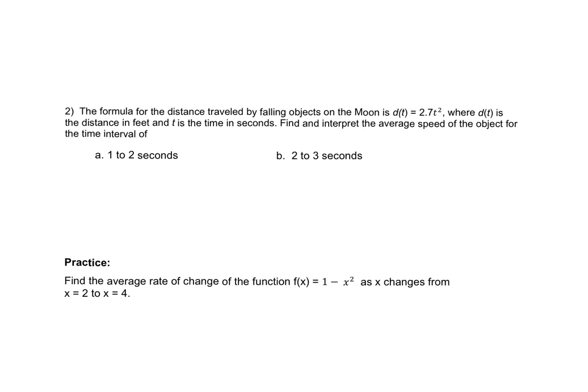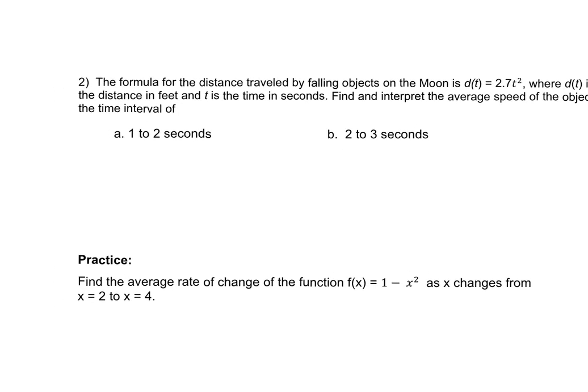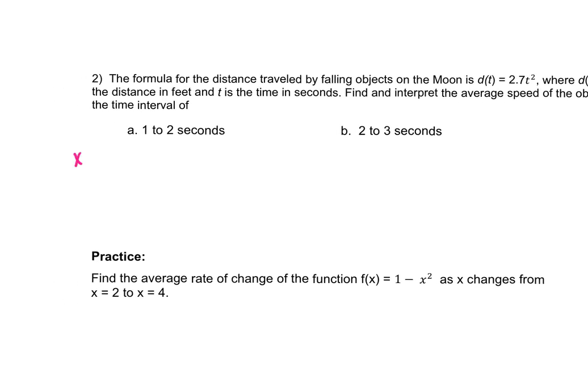So the formula for distance traveled by falling objects on the moon is given by that particular formula. D of t is the distance in feet, t is the time in seconds. Find and interpret the average speed of the object for the time interval, right? So from 1 to 2 seconds and from 2 to 3 seconds. So in other words, we're going to say x is equal to 1 and x is equal to 2, and we're going to plug in and figure out what the corresponding y values are.